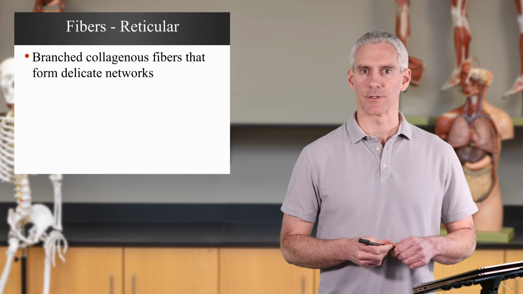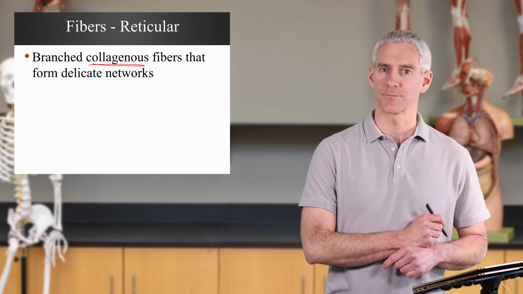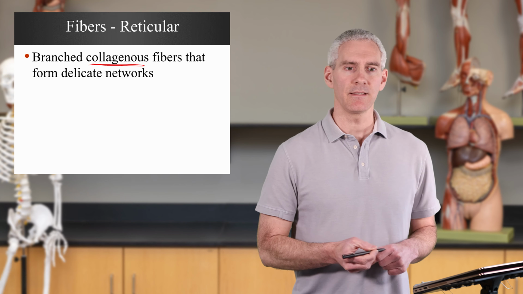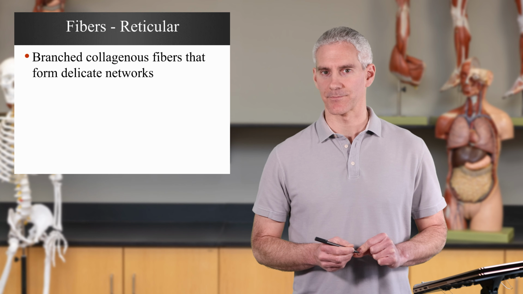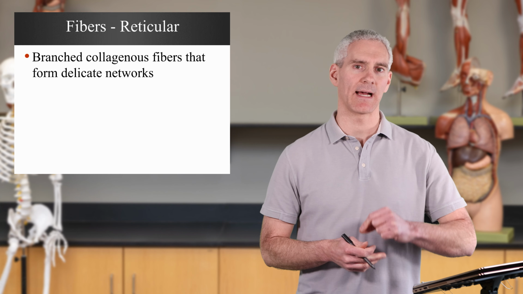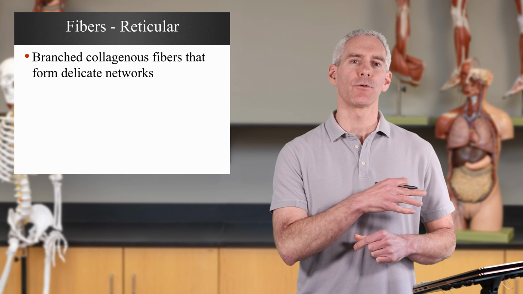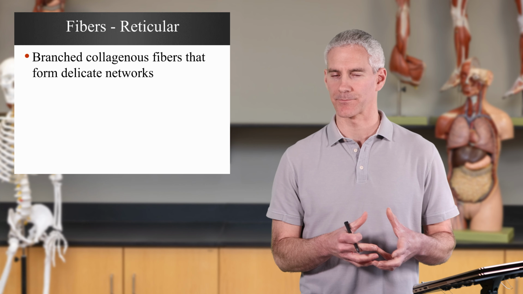Which leaves us with our last fiber type, which is going to be the reticular fiber. Now, reticular fibers, interestingly enough, are made of collagen again. The difference being now, these are thinner strands of collagen. Because they're thinner, they don't have the same strength as the actual collagen fibers. The reticular fibers are making up more of a delicate network.